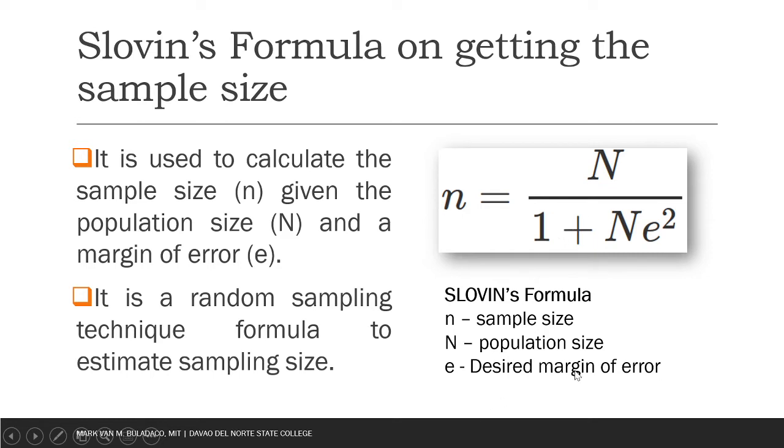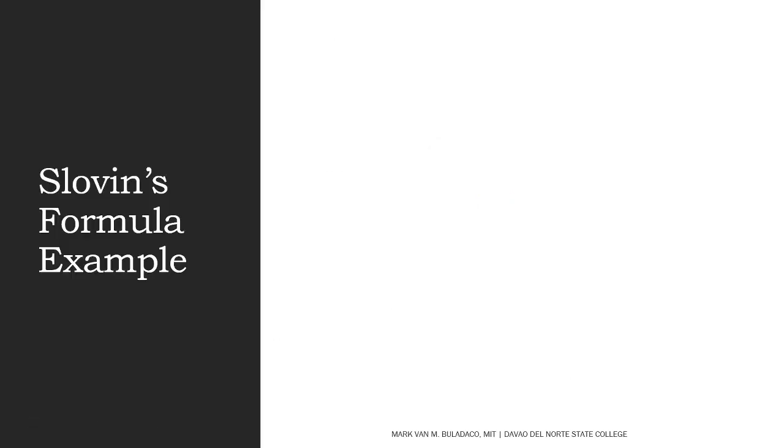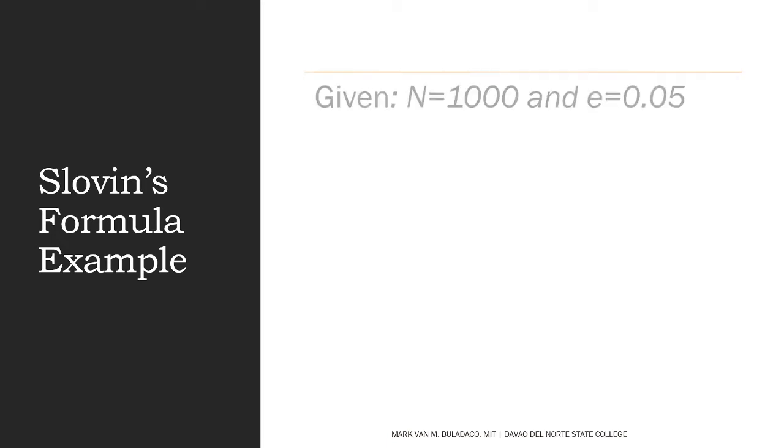So you will be the one to decide what your margin of error is based on your confidence level. Example, you have a confidence level of 95%. That means your error level is 5%. So it means that your margin of error is 0.05. So let's have an example in order to illustrate Slovin's formula and the process of getting the sample.